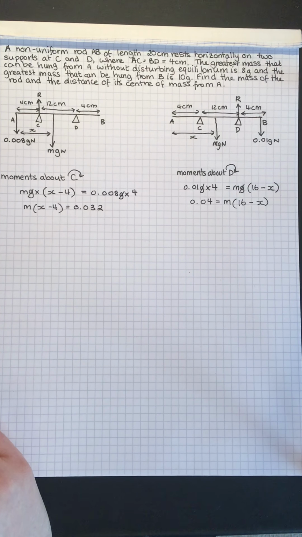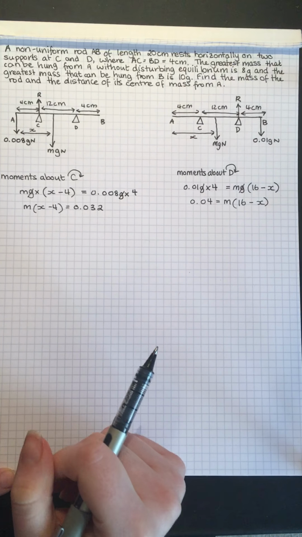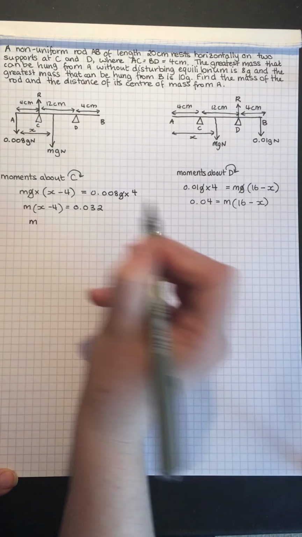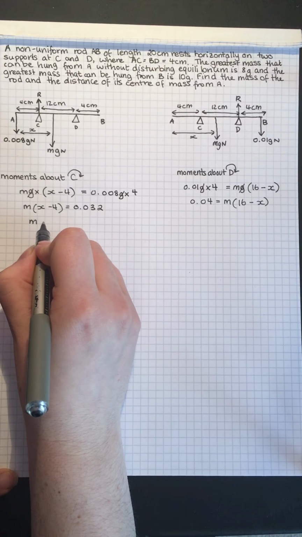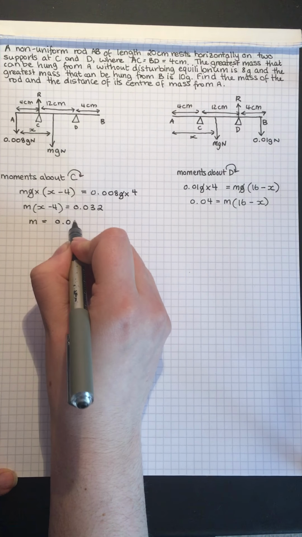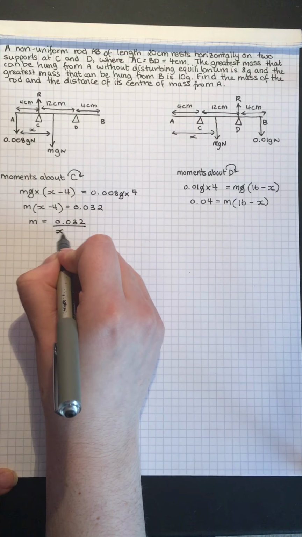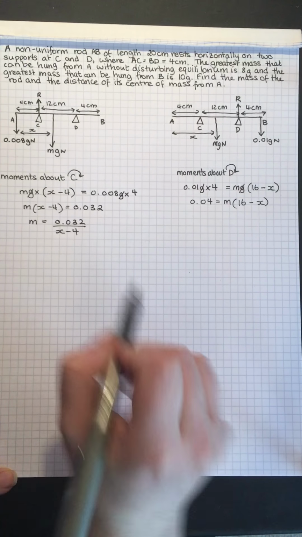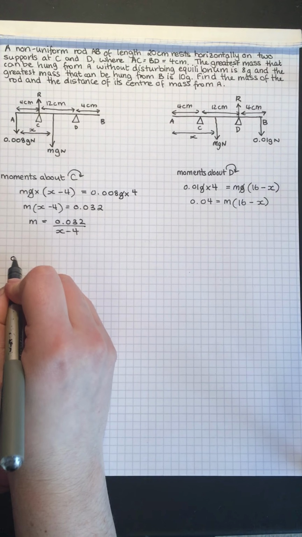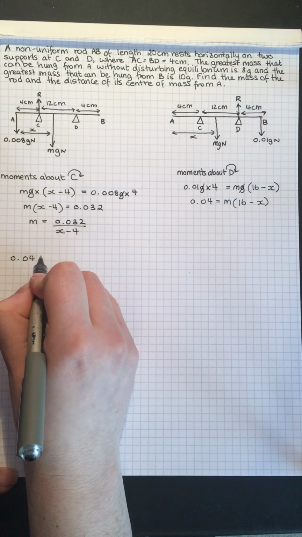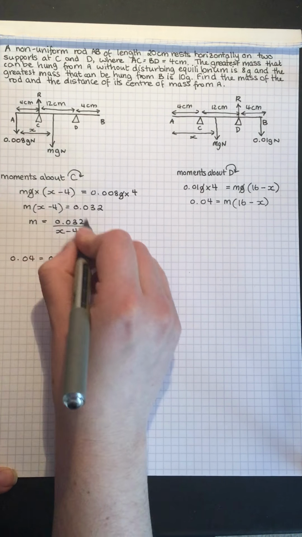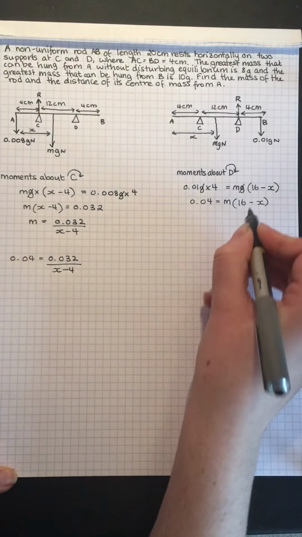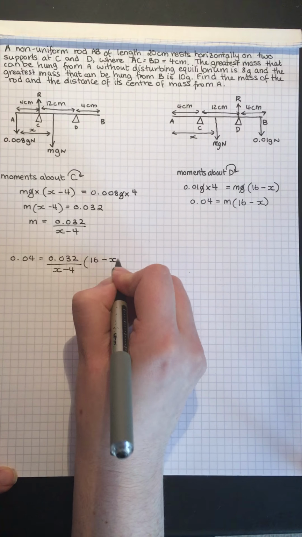Now we've got two equations. We want to solve these simultaneously. I think the easiest way to do that is to make one of them with the subject of m. So let's say m is equal to over here 0.032 over x minus 4. And now I can substitute that in over here. And I will end up with 0.04 equals, now I'm taking this m and the rest of that there, 16 minus x.